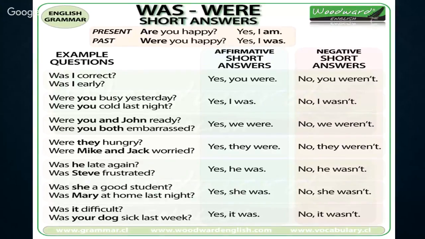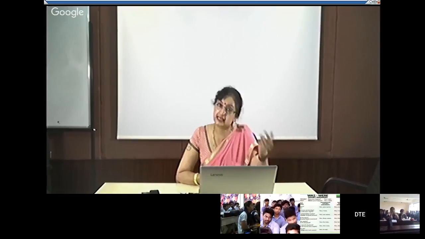Was it difficult? Yes, it was. No, it wasn't. Was your dog sick last week? Yes, it was. No, it wasn't. Your dog, again, is a noun. We change it to the pronoun. Were Mike and Jack worried? Mike and Jack, two people, plural. So we again say they.